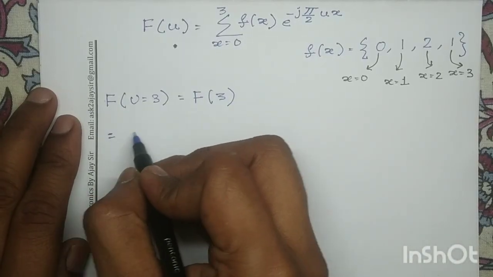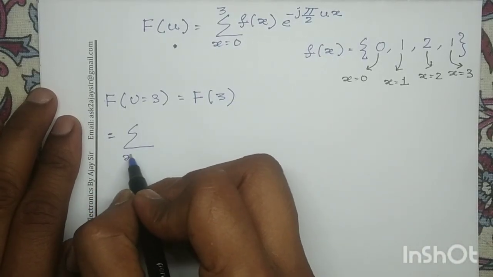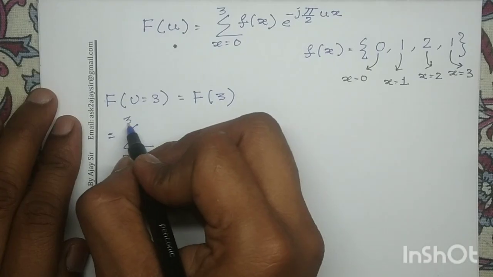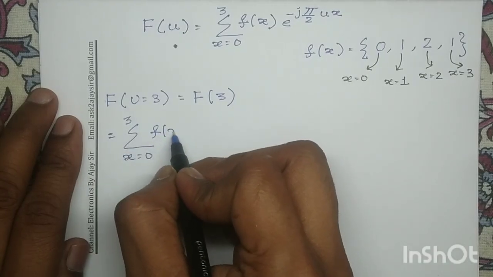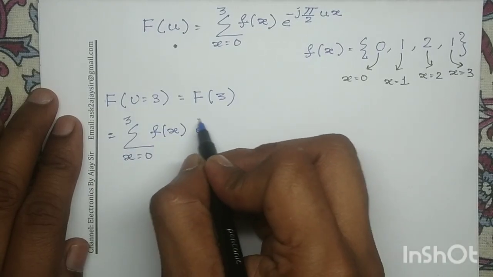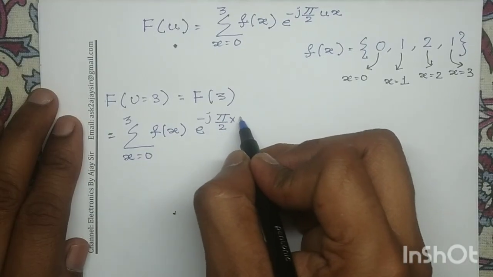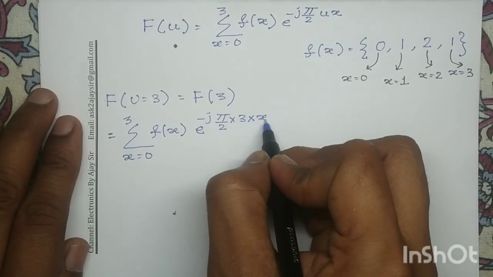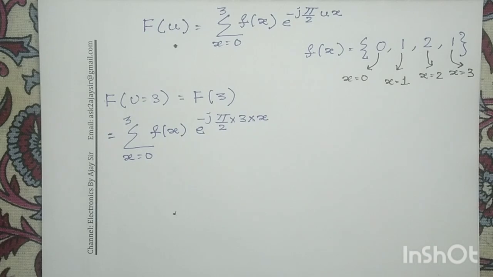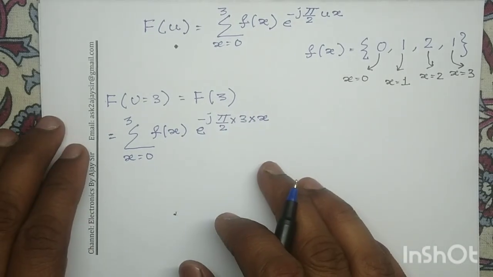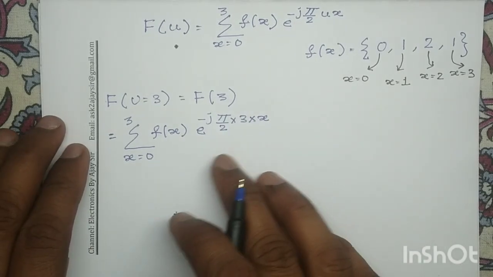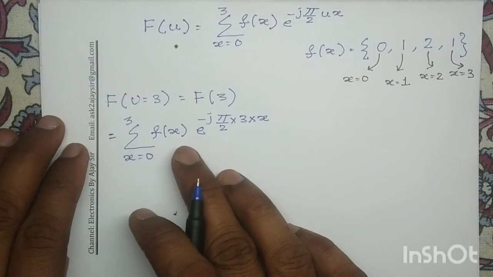So the expression becomes summation x equals 0 to 3 f of x e to the power minus j pi by 2 into 3 into x. So we will apply the same method. We will open this summation for x equals 0, for x equals 1, for x equals 2, and for x equals 3.